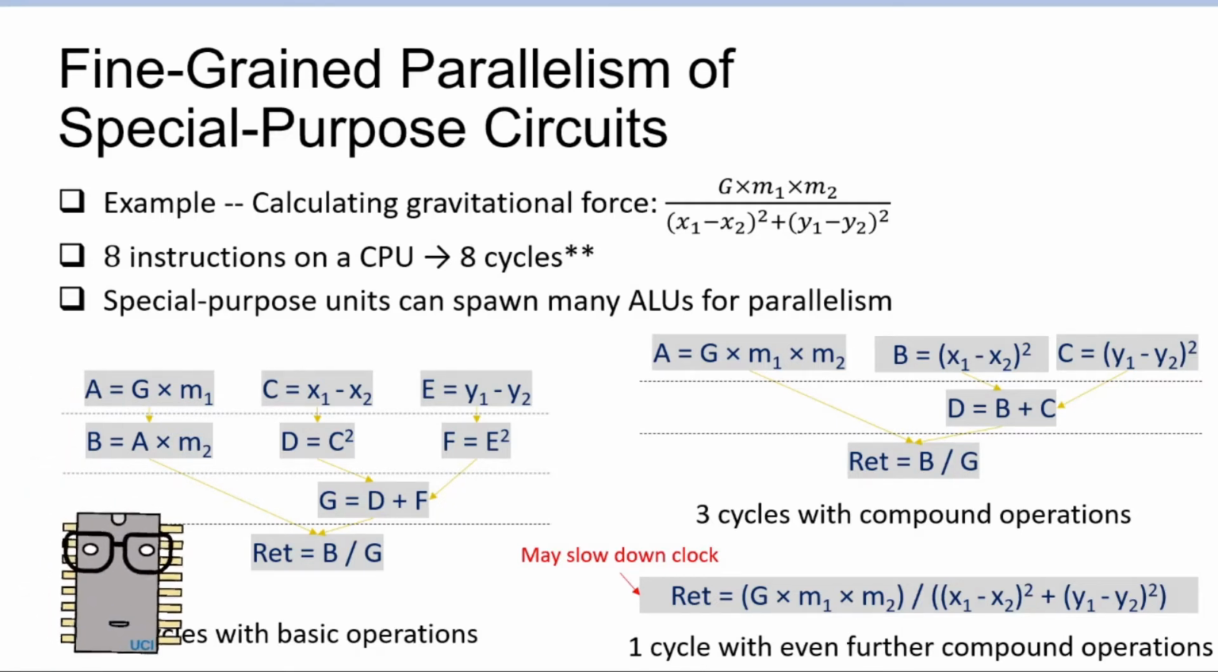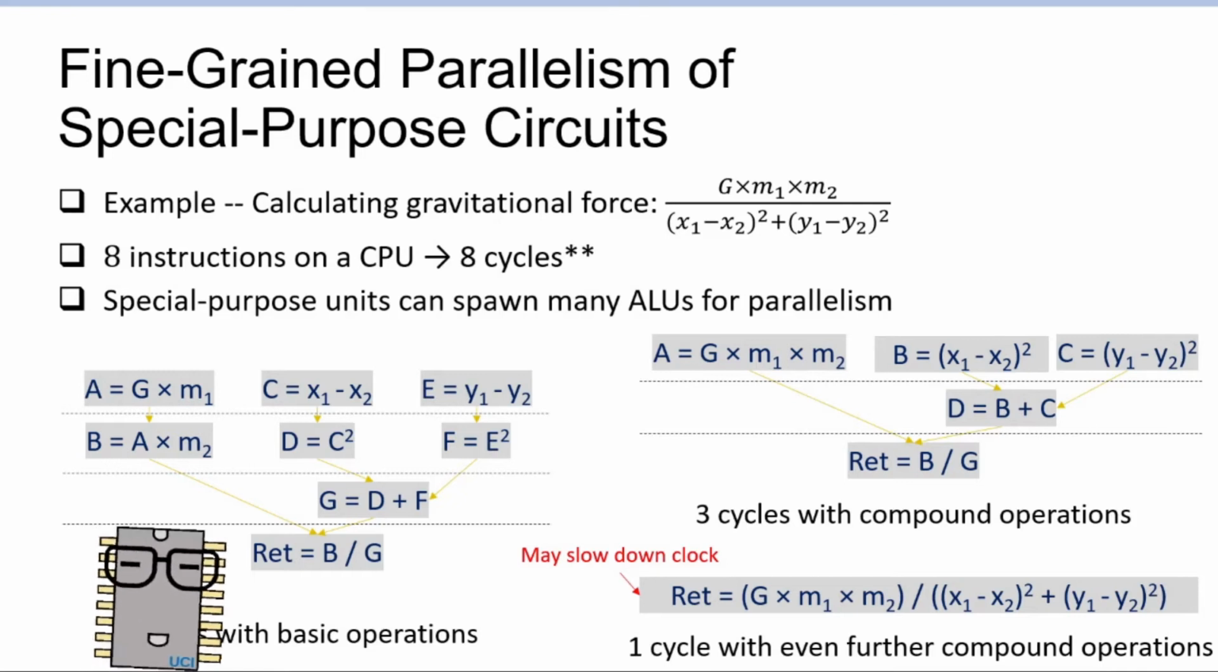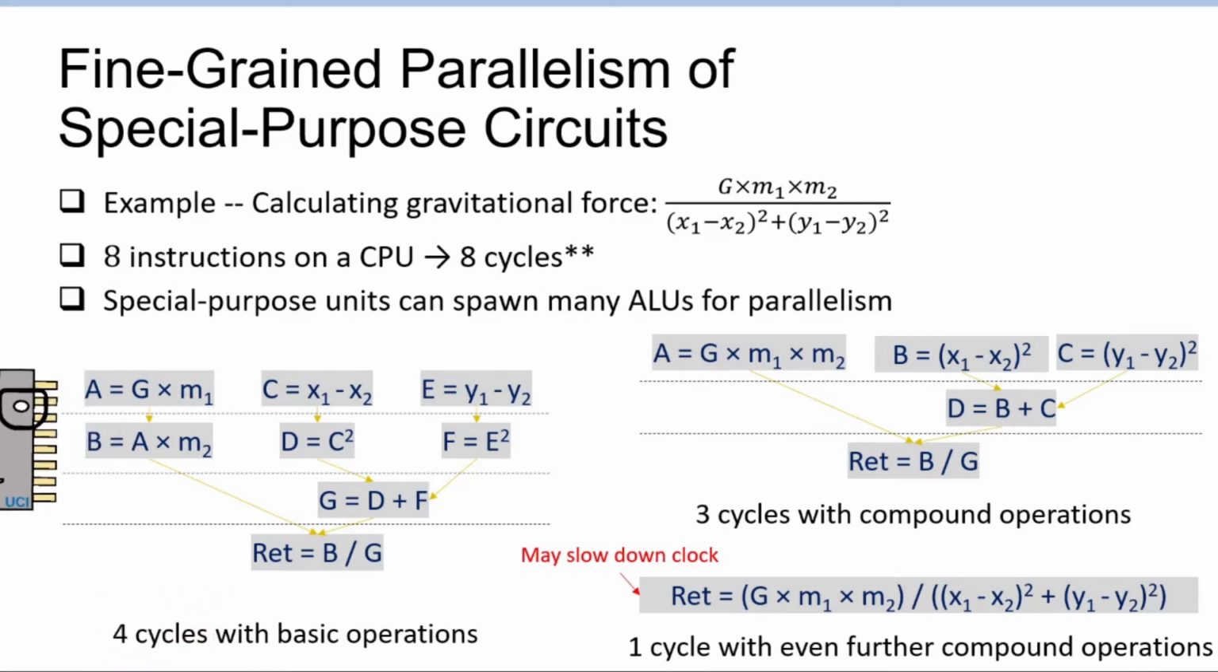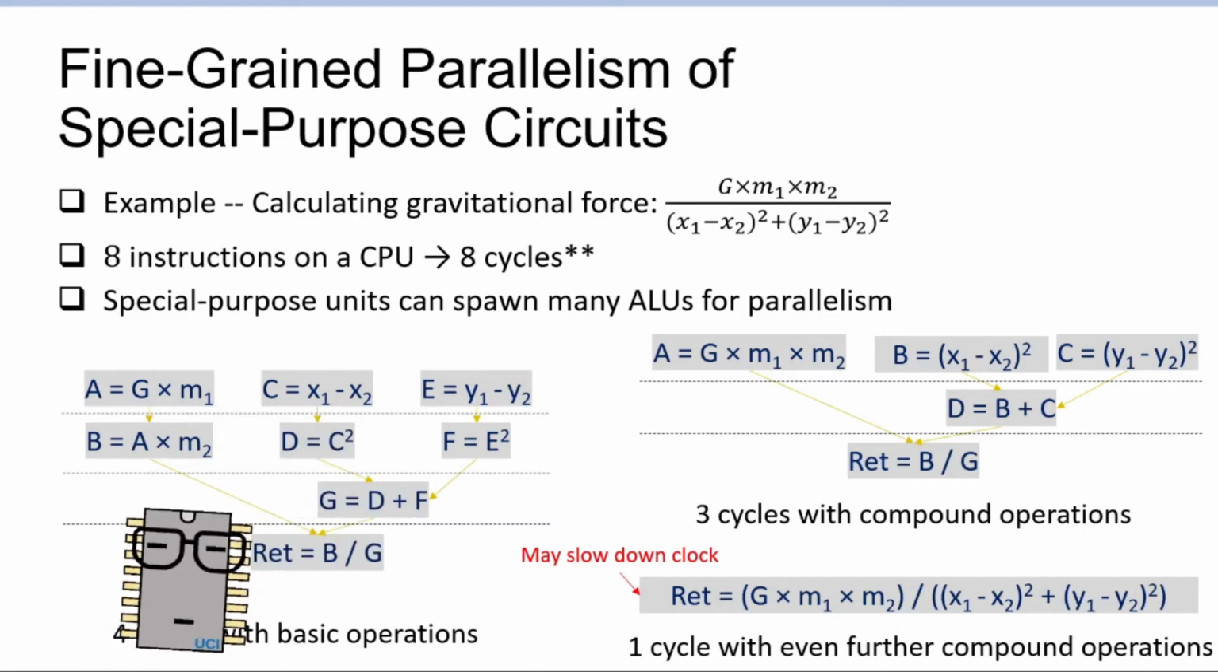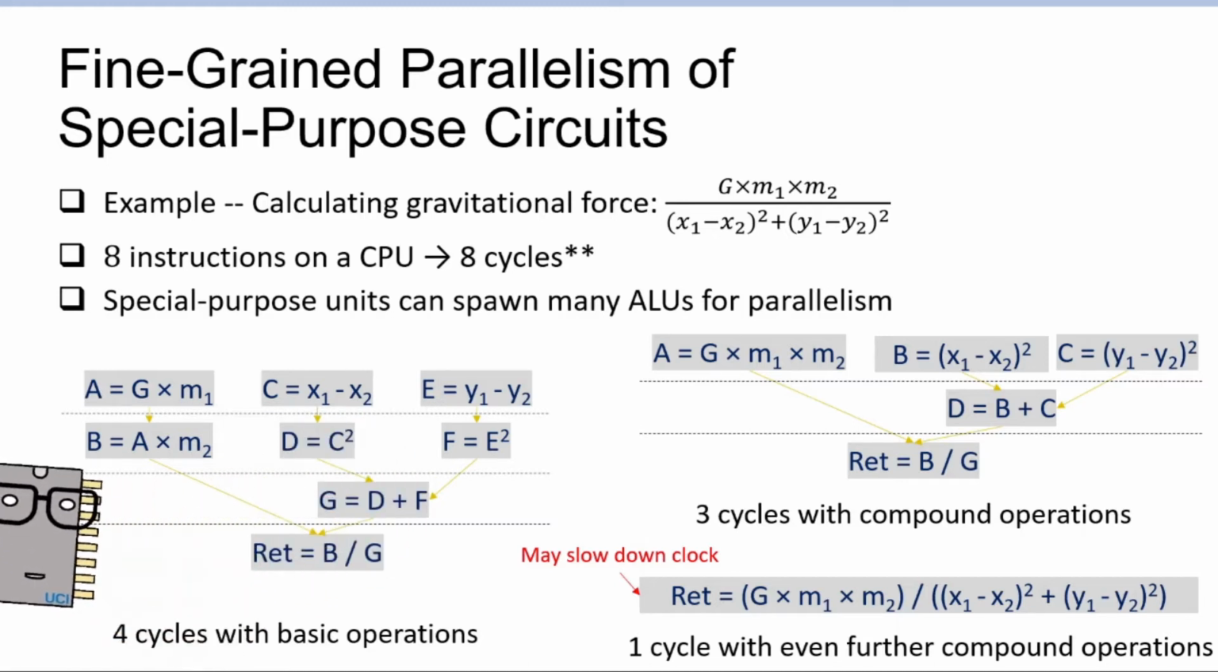always get one answer out every cycle as long as you enqueue a set of all these parameters at every cycle, G, M1, M2, X1, X2, et cetera. So the throughput is always maximum. Latency might be 4 cycles, but the bottom line is that because it's pipelined, all these ALUs, 1, 2, 3, 4, 5, 6, 7, 8 ALUs are always doing some work.